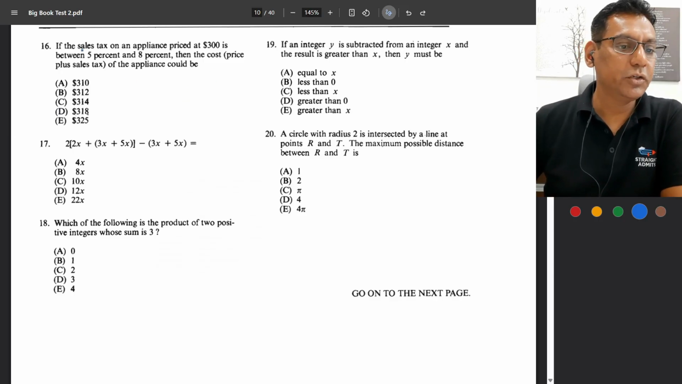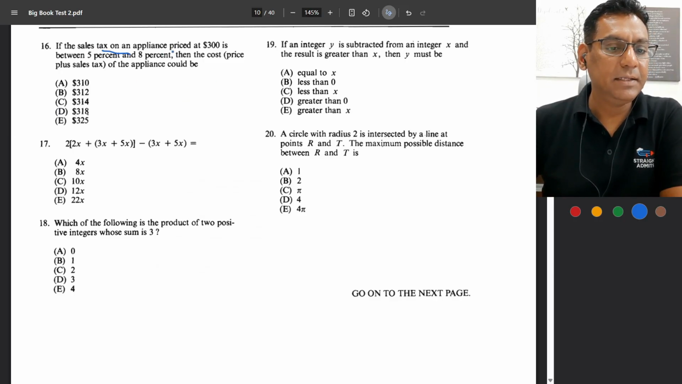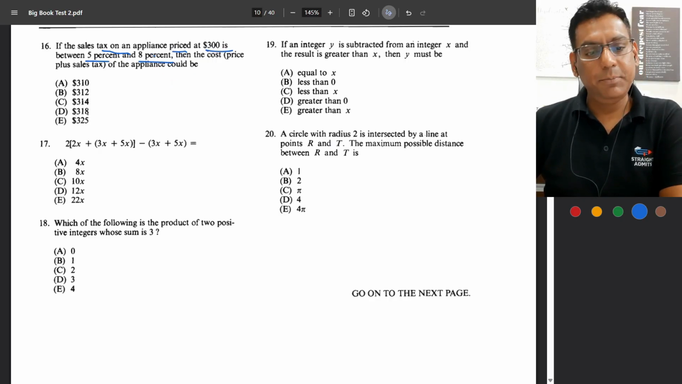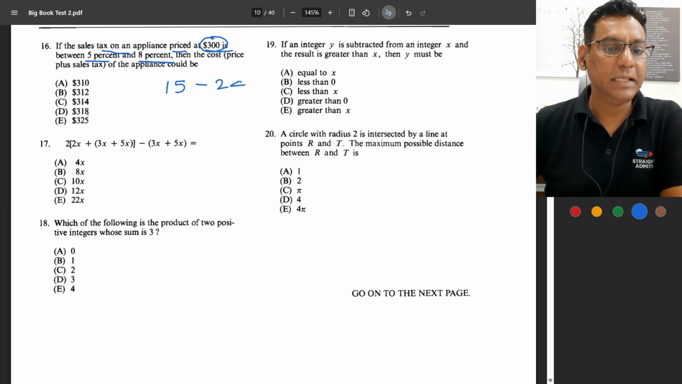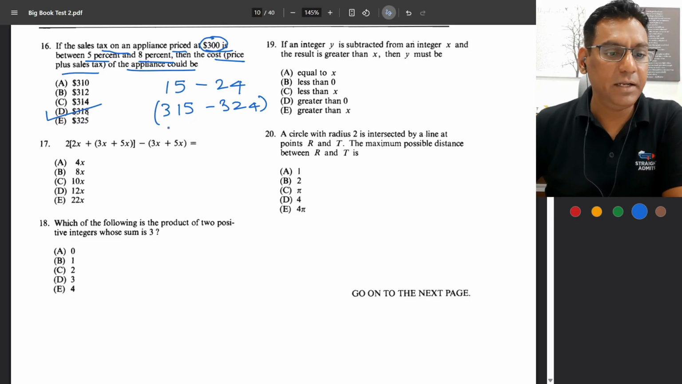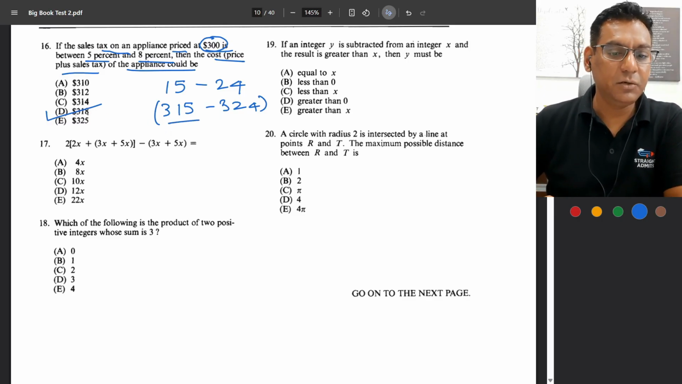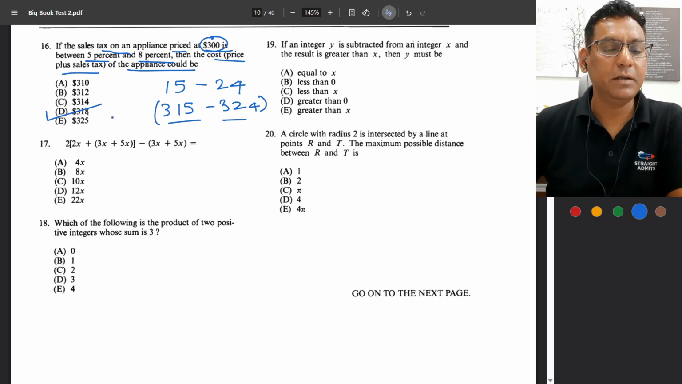Okay, let's move to question 16. If the sales tax on an appliance priced at $300 is between 5% and 8% on 300, so that's going to be 5 3s are 15 to 8 3s are 24, that much of tax somewhere between. Then the cost, that is price plus sales tax, will be 315 to 324, somewhere in between. Could be what? There's only one number here, 380. It will have to be 380, I mean, among the given answer choices. It could be anywhere between these two figures, but among the answer choices, B.